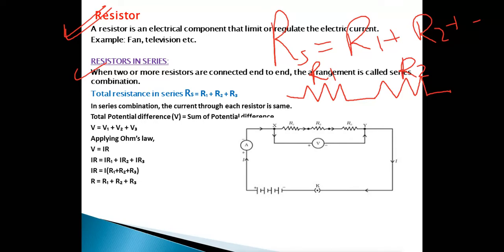Suppose this is a circuit diagram in which a series combination is shown. In this circuit, in series combination, the current flowing through all the resistors will be the same. The same current will flow through R1, R2, and R3. The same amount of current will flow through all the resistances. Total potential difference V is equal to the sum of potential differences, which over here can be written as V1, V2 and V3. Applying Ohm's law.